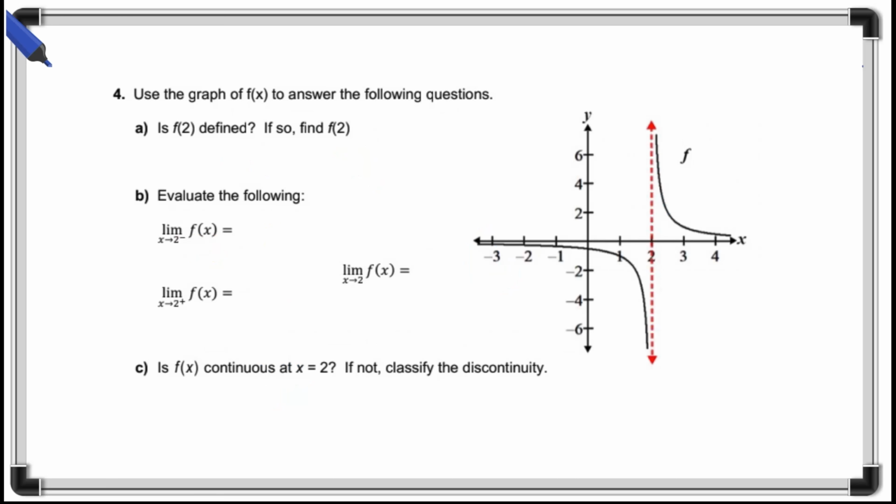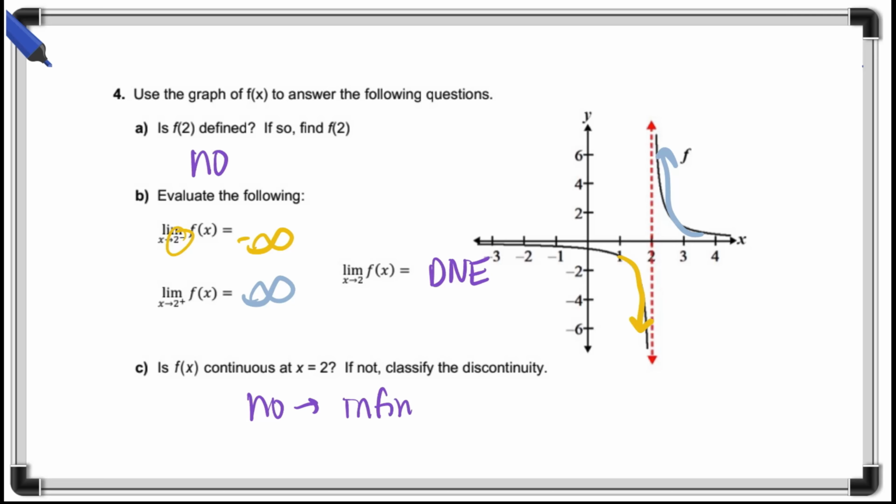Okay. Is f of 2 defined? No. You have an asymptote there. So let's see. Approaches from the left, goes down to negative infinity. Approaches from the right, positive infinity. The limit does not exist, two different values. Is your function continuous? No. And why not? You have an infinite discontinuity. You have an asymptote there.